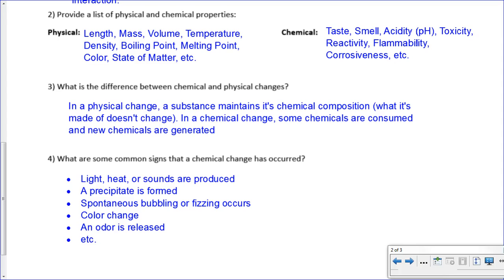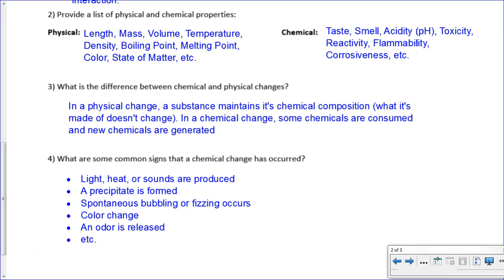Things like tearing something in half, mixing two things together that don't chemically react, painting over something where you're just covering a material in another material, or moving something, those are all physical changes.